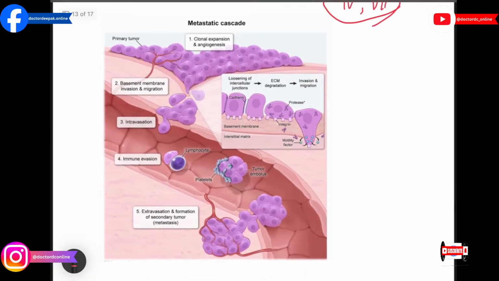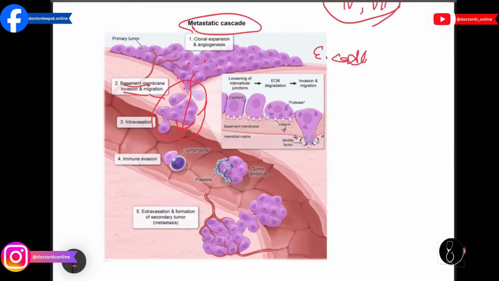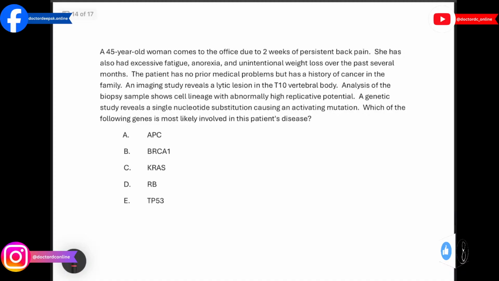Already this diagram is in front of you, that is the metastatic cascade. We have to say about this phenomenon how the invasion happens, how the basement membrane invasion and migration is happening. It's due to losing of intercellular junction. First, there's a losing of intercellular junction due to E-cadherin. Then there will be metalloproteinase or collagenase enzymes releasing, due to detachment from the basement membrane and degradation of extracellular matrices, and then there will be migration and dissemination in the lymph vessels. Fine. Now we are moving to the next question.